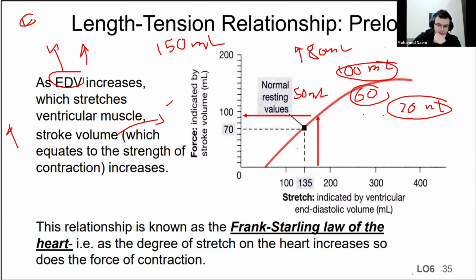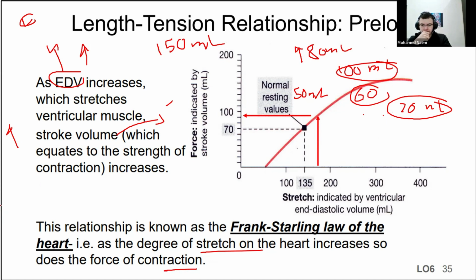you're going to understand this more. So this relationship, as we said, which is that an increase in EDV means stronger contraction, is known as the Frank-Starling law. Just know the name of the law: the degree of stretch on the heart increases the force. Remember, we said that when we have higher volume inside the ventricle, the ventricle is going to stretch more, so we need more force to pump that blood. That's why the contraction force is going to be higher. Clear? Should I move next?